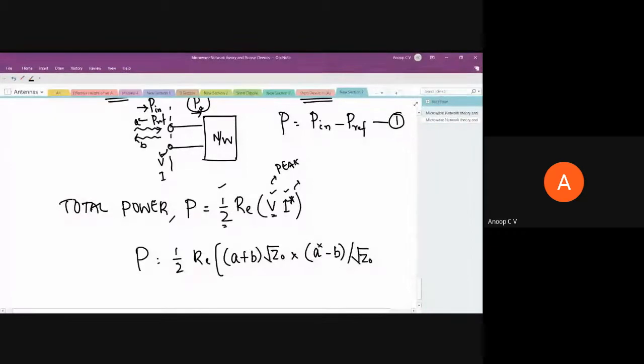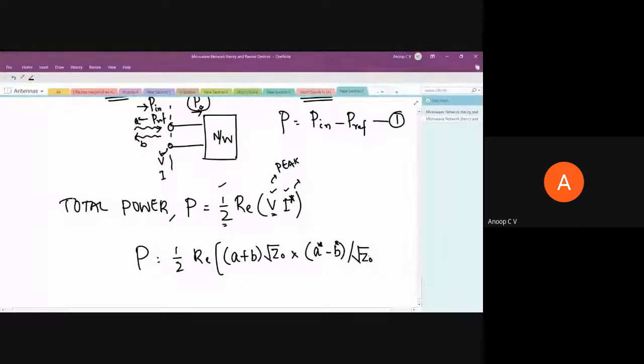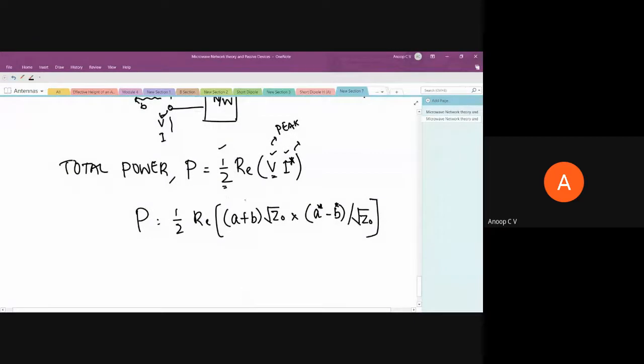A conjugate minus B conjugate divided by root of Z naught. I am assuming Z naught is real, right? So the conjugate of a real quantity will be real itself. So root of Z naught and root of Z naught will get cancelled, right? So now what will be left out? We are interested in the real part.